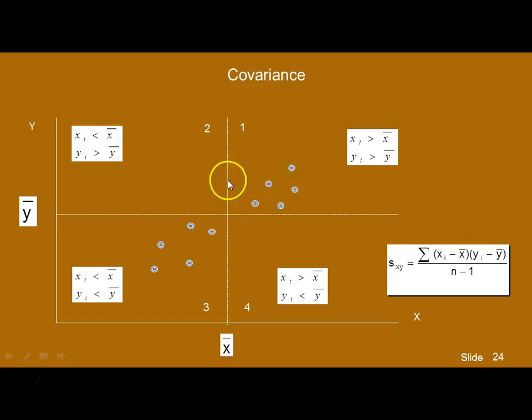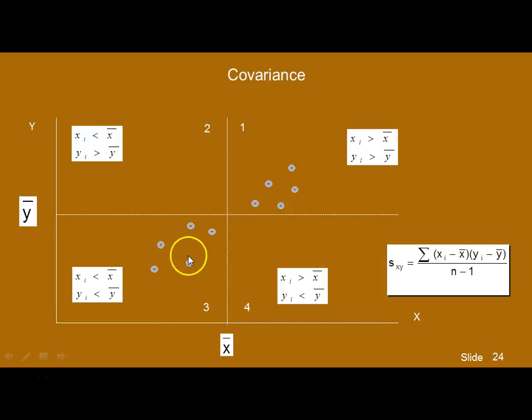Notice that for all the data in this first quadrant, the X coordinate would be greater than the mean of the X's. So Xi minus X bar would be a positive number. The Y coordinate, this distance, would also be greater than the mean of the Y's. So in this numerator, Y minus Y bar would be positive. So for all the points in the first quadrant, Xi minus X bar is positive, Yi minus Y bar is positive, and that's going to give you a positive covariance.